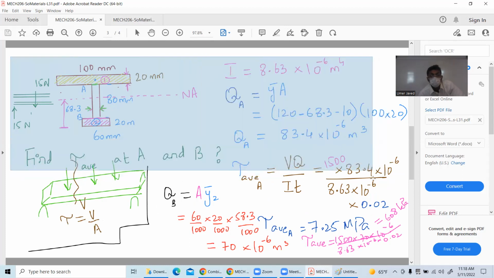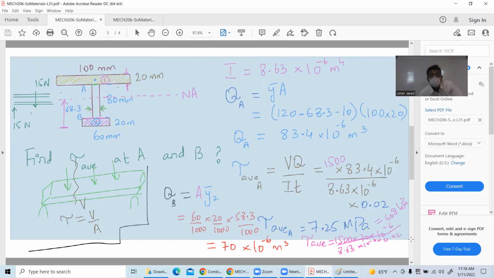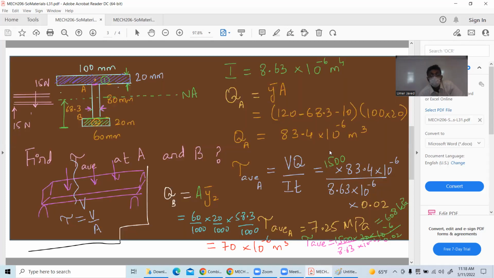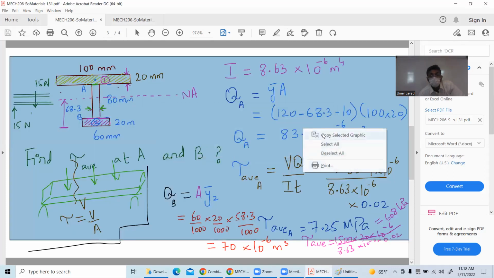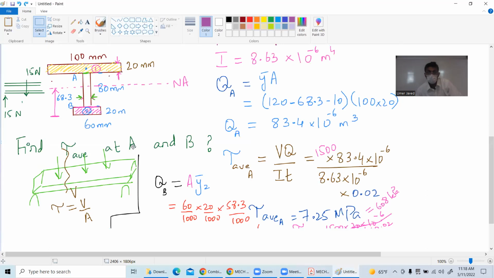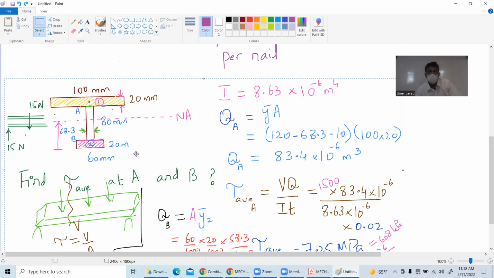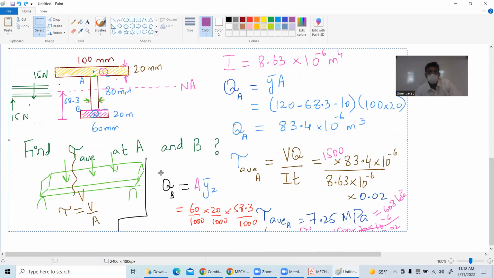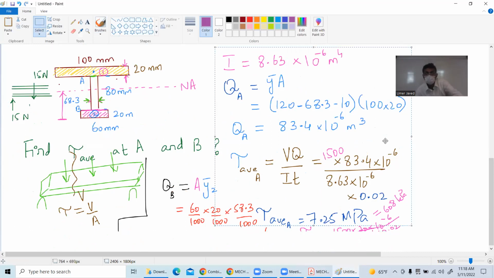For the previous question, what was the answer? 93 Newton per nail. Delta H is equal to 93. Are we trying to find the shear force, right? Yes, we tried to find the shear force that each nail is subjected to. So, ladies and gentlemen, why don't you all please do this question for me?